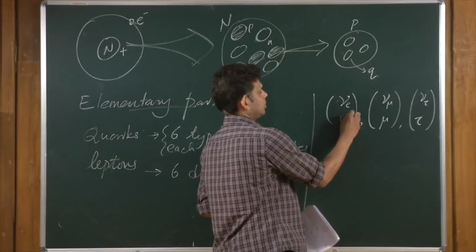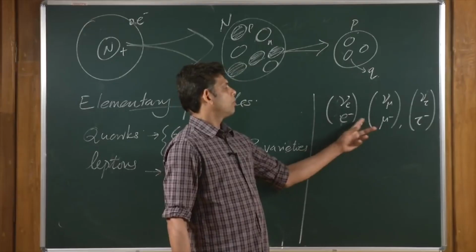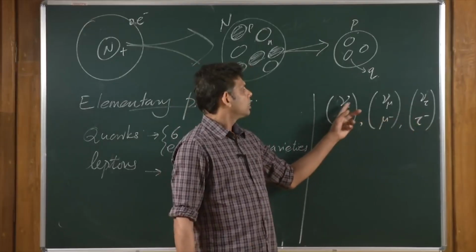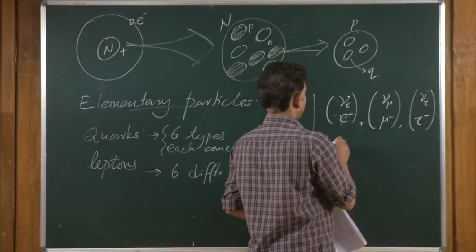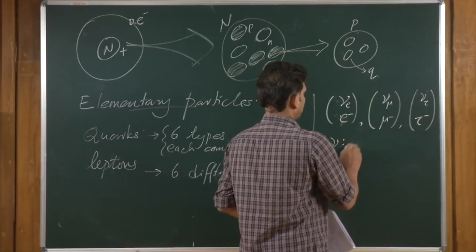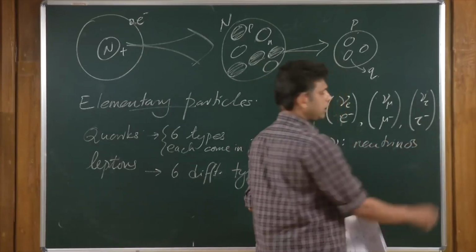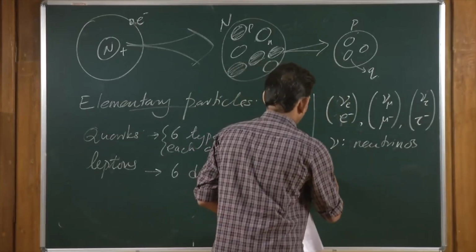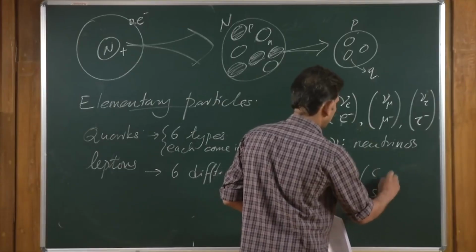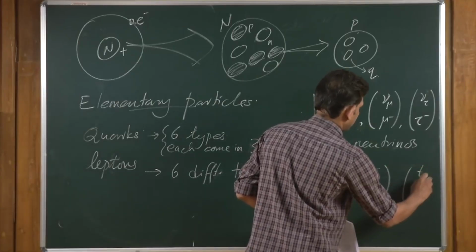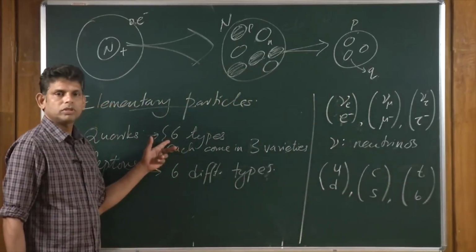All of these particles are negatively charged, with different masses, and then there are what are called the neutrinos. They are electrically neutral. When it comes to quarks, there are U, D, C, S, T, B, six different types.